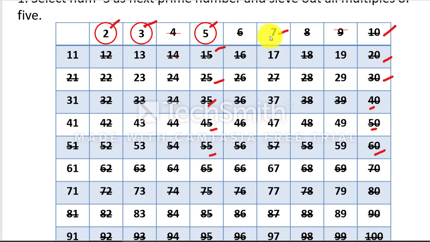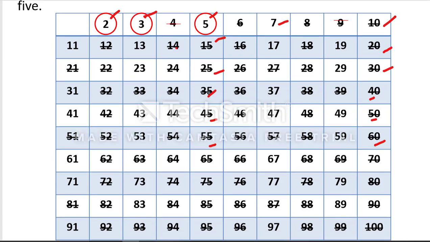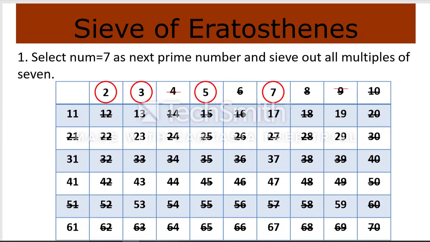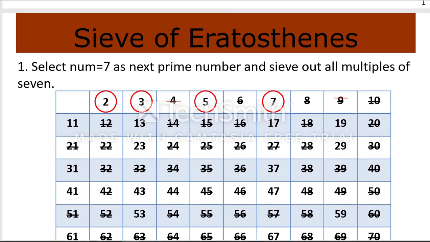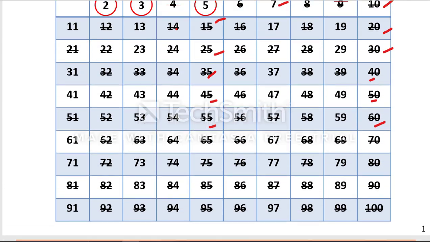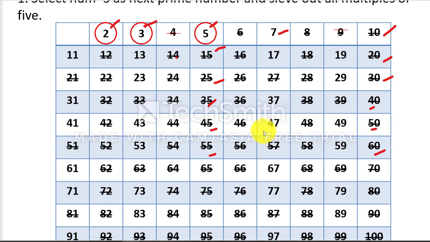Multiples of 7 are 14. 14 is already filtered out. So you can start from 7 multiplied by 7, 49. So 49 will be filtered out. Okay, let us check. In this case, all the multiples of 49 will be filtered out.